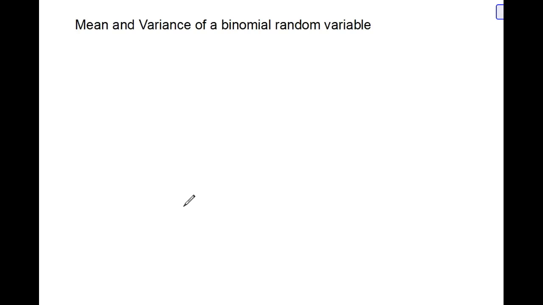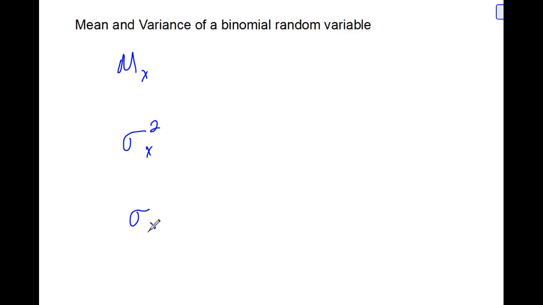In this video, we're going to discuss how to calculate the mean and variance for a binomial random variable. We can calculate the mean and variance for almost any type of distribution, and here we're still talking about discrete random variables, and in particular the binomial. Recall that for the mean, we're going to use mu sub x because we're talking about discrete variables. For the variance, we will have sigma sub x squared, and for the standard deviation, we will have sigma sub x.